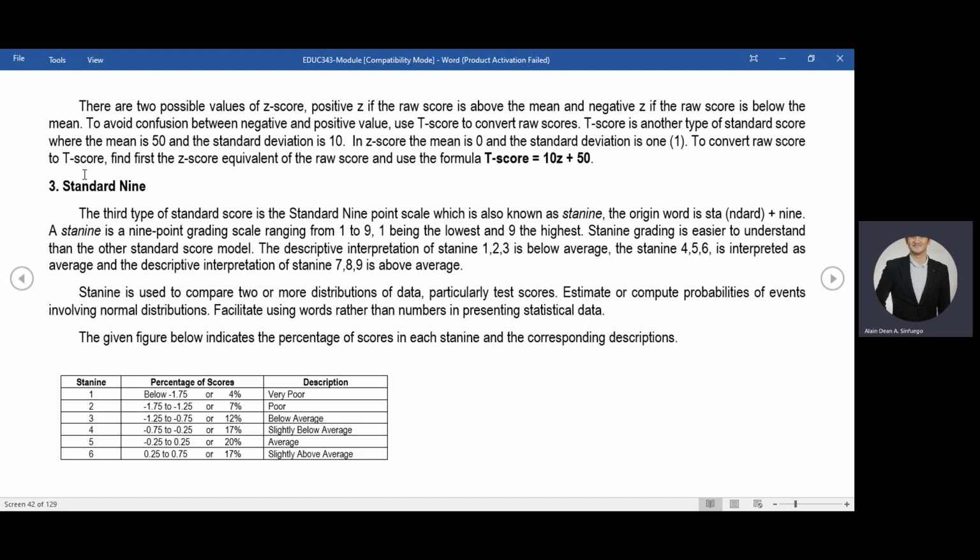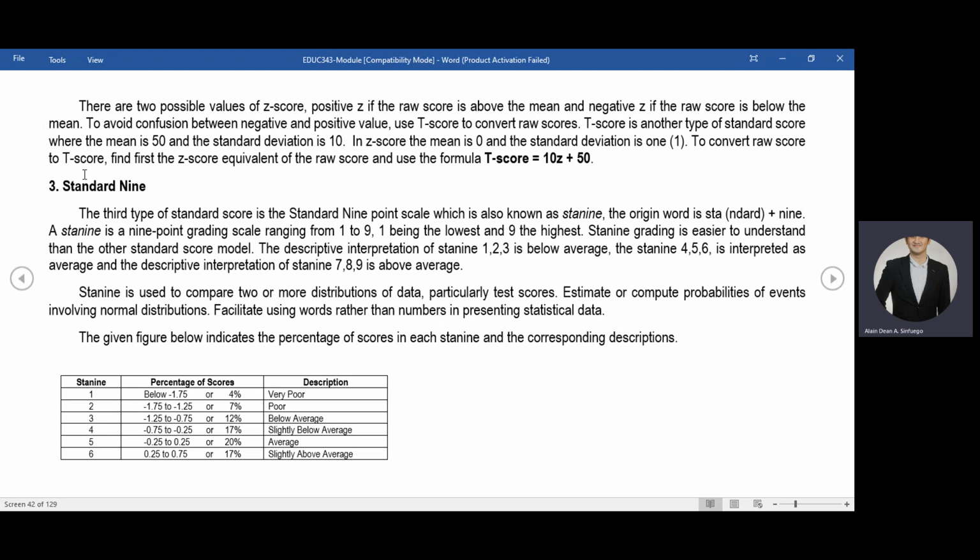T-score is another type of standard score where the mean is 50 and the standard deviation is 10. In z-score, the mean is 0 and the standard deviation is 1. To convert a raw score to t-score, find the z-score equivalent of the raw score and use the formula: t-score is equal to 10z plus 50.